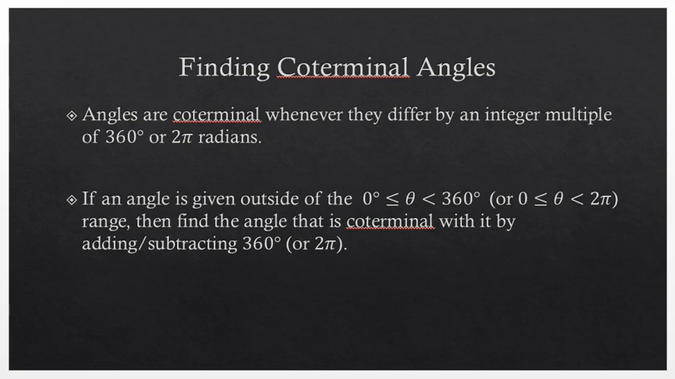So to elaborate on coterminal angles, these are angles that differ by an integer multiple of 360. Now, what I mean by that is if I took a random angle, like let's say 90 degrees, well, if I added 1 times 360, 1 is an integer, so if you multiply that by 360, you would get 450 degrees. So 450 and 90 are coterminal angles.